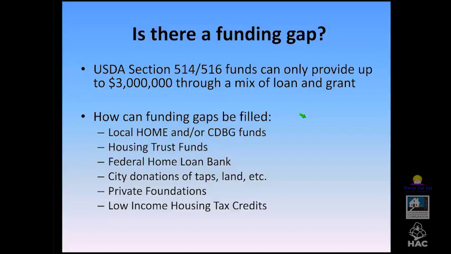And most likely there is going to be some kind of funding gap. The $3 million is most likely not going to fund the whole project. So you're going to have to identify in the application how your funding gap is going to be filled. And if you've got commitments for those funds, that's very good.